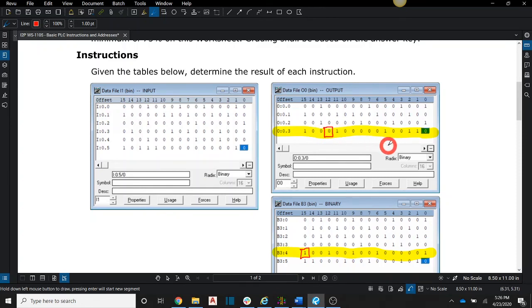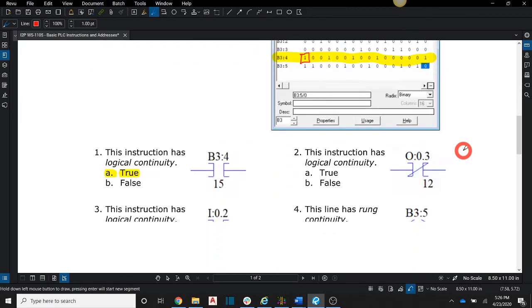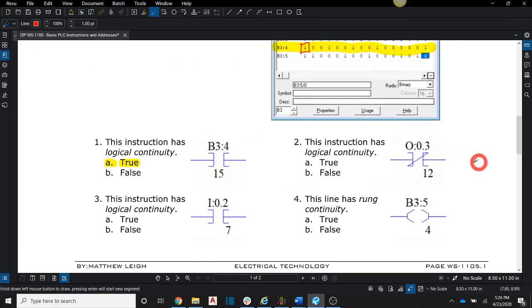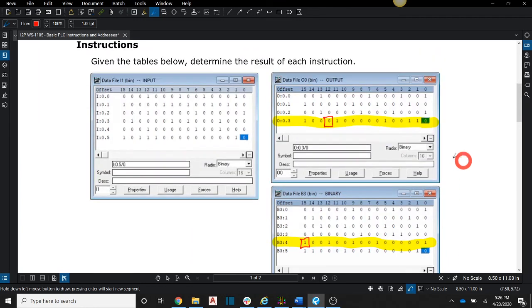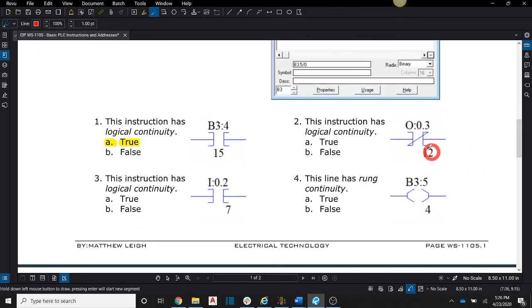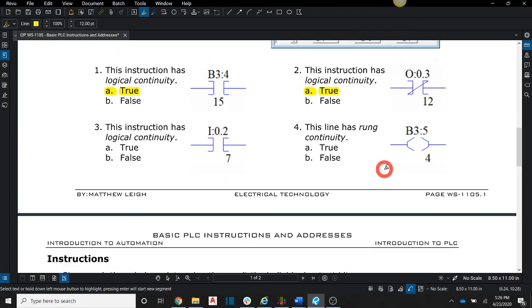0. Okay. Now remember what my nickname was for this instruction, test for 0. Well, when we went to that particular address, we found a 0. So since we tested for and found a 0, we would have logical continuity as a result of this test instruction. And so the answer to number 2 is true. We do have logical continuity. Let's look at the next instruction. So now we're looking at an input channel, and we're back to our examine if closed instruction, or a test for 1.